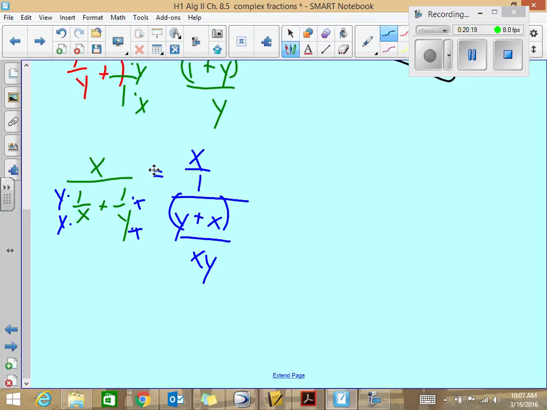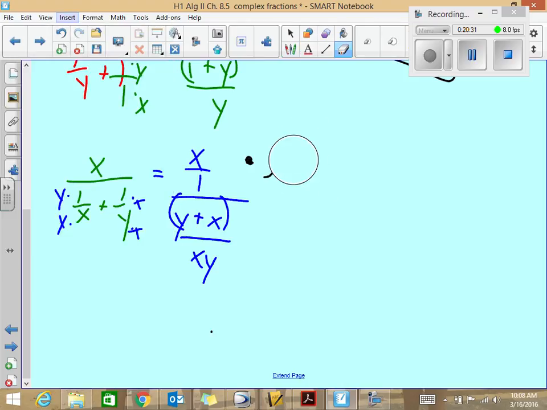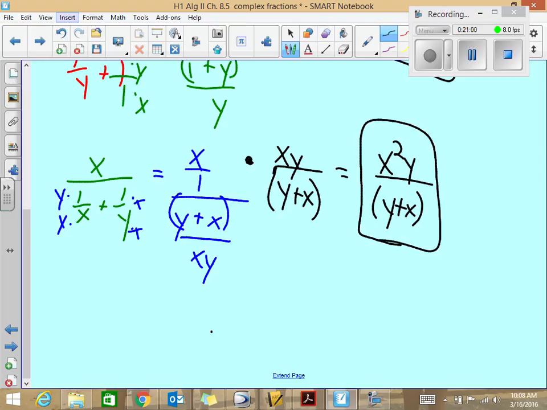So now we keep the top, we change it to multiplication, and we flip the bottom. So the xy comes up to the top. The y plus x goes to the bottom. So now, even though we thought those x's might cancel, they're on the same level now, so they don't cancel. So we just multiply across. So x times xy gives us x squared y. And then on the bottom, we just have the family of y plus x, so nothing cancels. So that's our final answer.